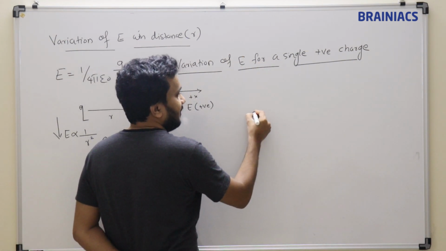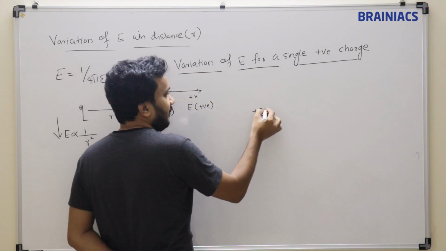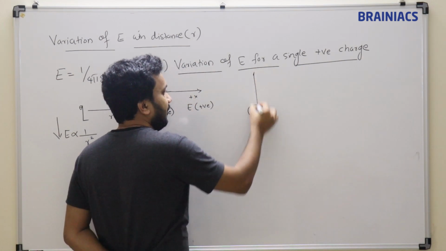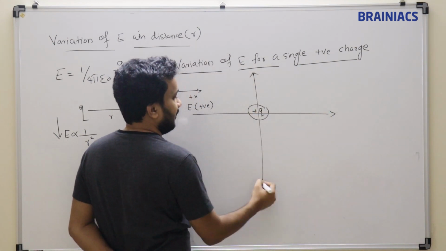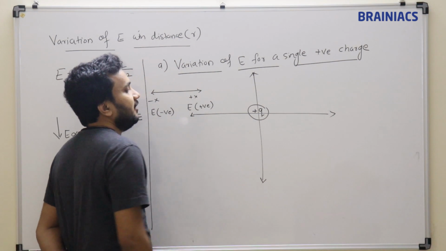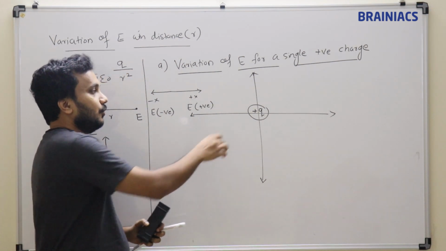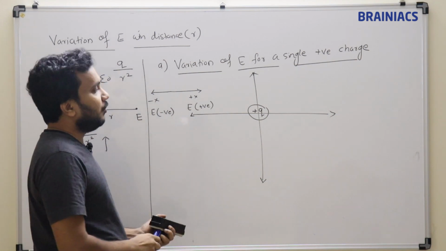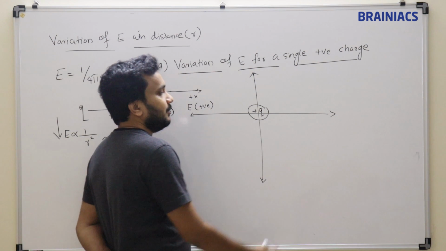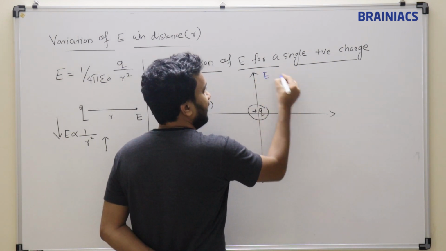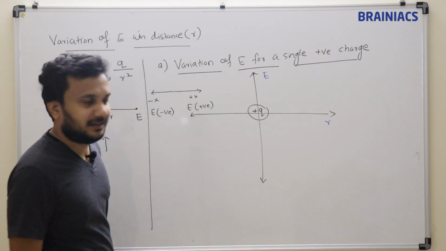So let's consider I have a positive charge plus Q located here. I am plotting this on x and y axes, just assuming the point charge is located at the middle, at the origin. Then what will happen to the electric field intensity? The plot is between the electric field and the distance, the radius vector or the distance vector.